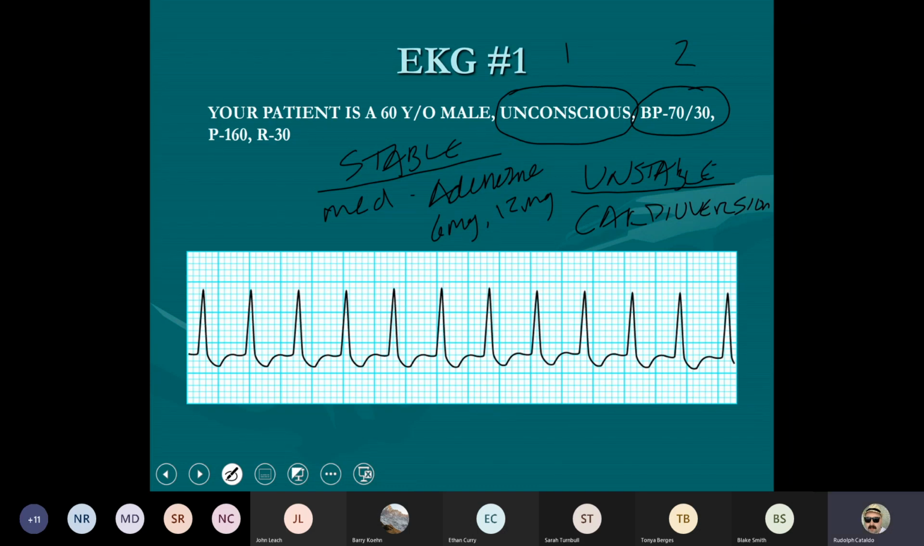But we have to determine if they're stable or not, because this could be a national registry question right here. Patient's a 60-year-old male, unconscious, but BP 70/30, pulse at 160, respiration's 30. And I see that rhythm. Yeah, he's unstable. I'm going to consider cardioverting this patient.